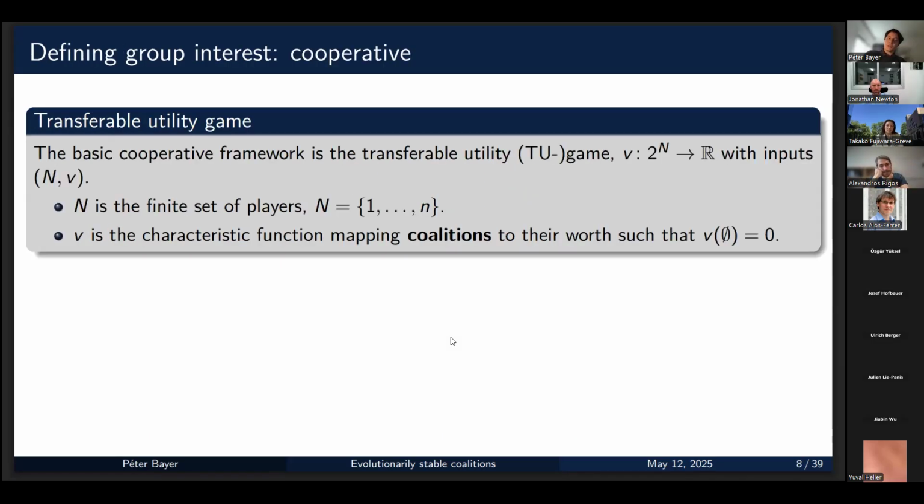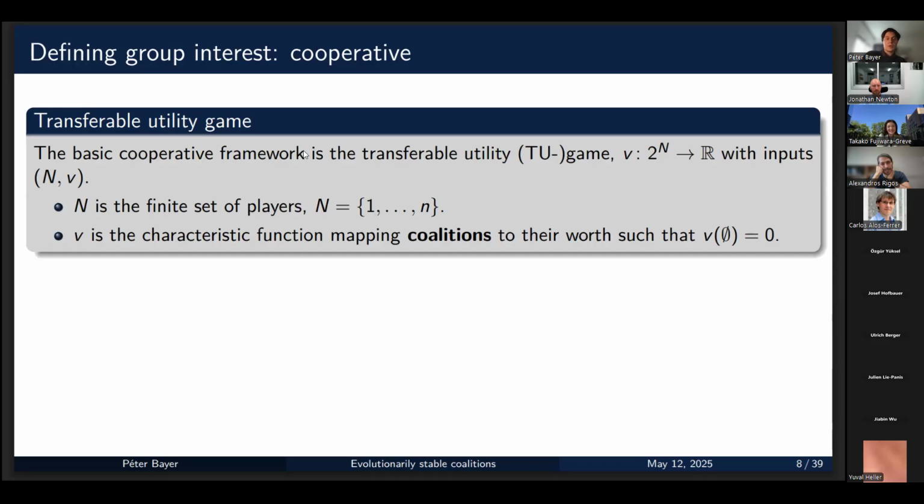Okay, and I'm going to talk about, for this paper, it's going to be a little more relevant to talk about the cooperative way to define a group interest. And for this, I'm going to go back to the basics and define transferable utility games, especially for me, because I for sure need a reminder.